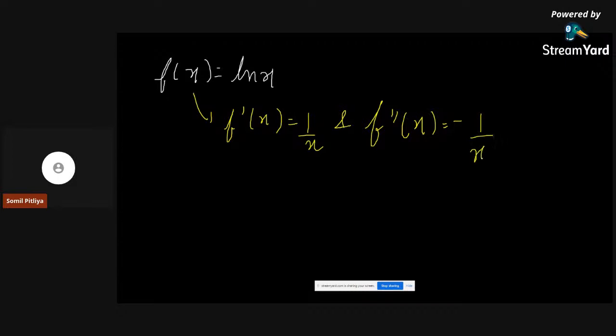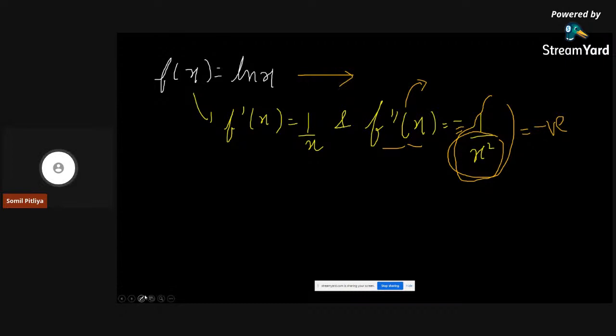But we are concerned about the domain only. So nothing to check about x being negative or positive, but x square is always positive. 1 by x square is positive, and its negative is negative. So I get this is always negative, so f double dash x is less than 0. This implies that f of x equals ln x is a concave function. I think this must be clear, that ln x is a concave function.